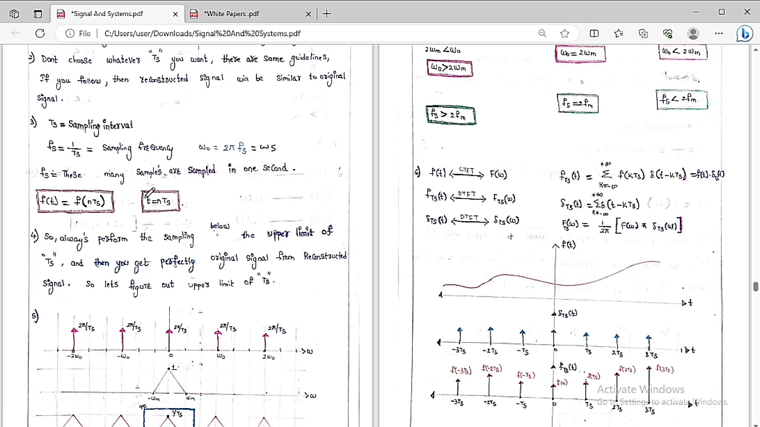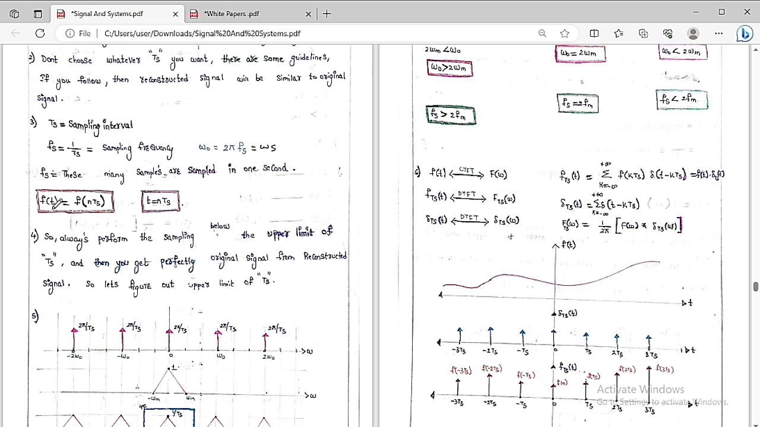Fs means these many samples are sampled in 1 second. So what is the meaning of Fs? These many number of samples are sampled in 1 second from the original signal. So this is a point always you have to keep in your mind.